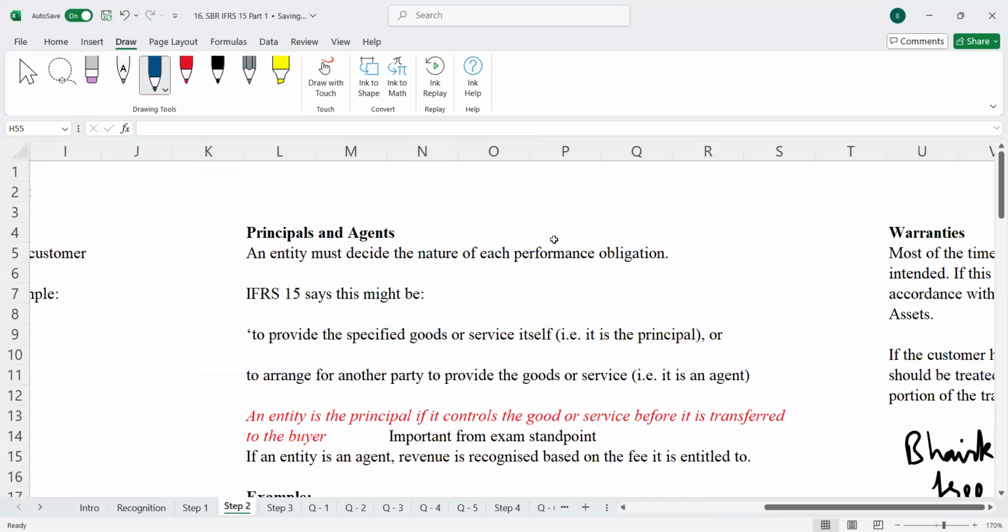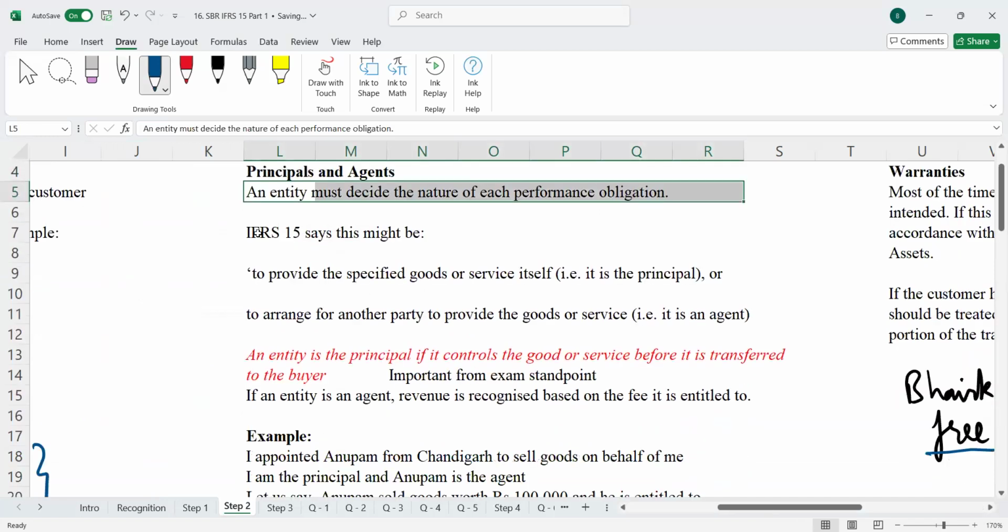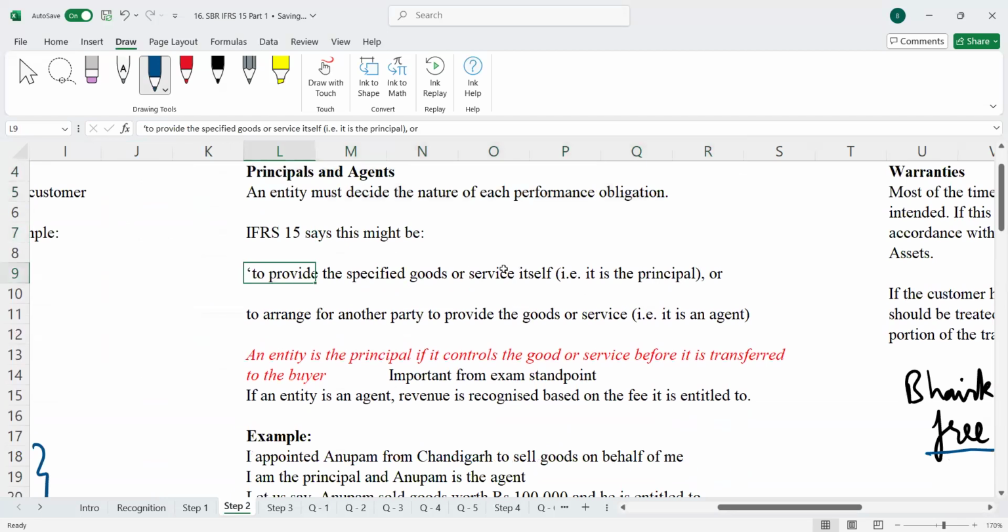An entity must decide the nature of each performance obligation. Now, this might be to provide specified goods or services itself, that is, it is the principal, or to arrange for another party to provide the goods or service. Now, in this example that we just discussed, can I say you were providing an arrangement for me? You are arranging my goods for other customers. Okay, so this is agency sales.